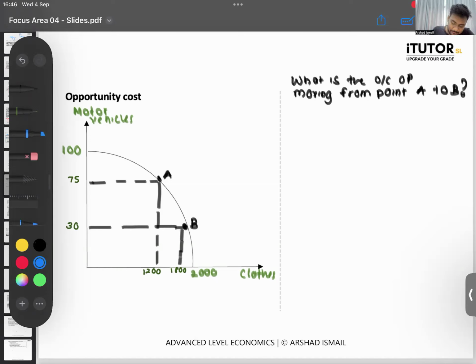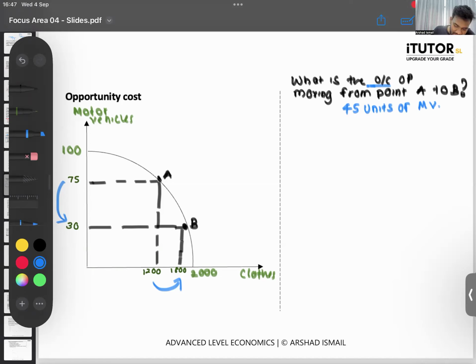When you're moving from A to B, you're increasing the production of clothes by 600, and you're sacrificing the production of motor vehicles by 45. 75 is becoming 30. Remember, if they just ask what is the opportunity cost of moving from A to B, don't use the equation. The equation is the marginal opportunity cost, which is for one additional unit. In general, you can say the answer is 45 units of motor vehicles.